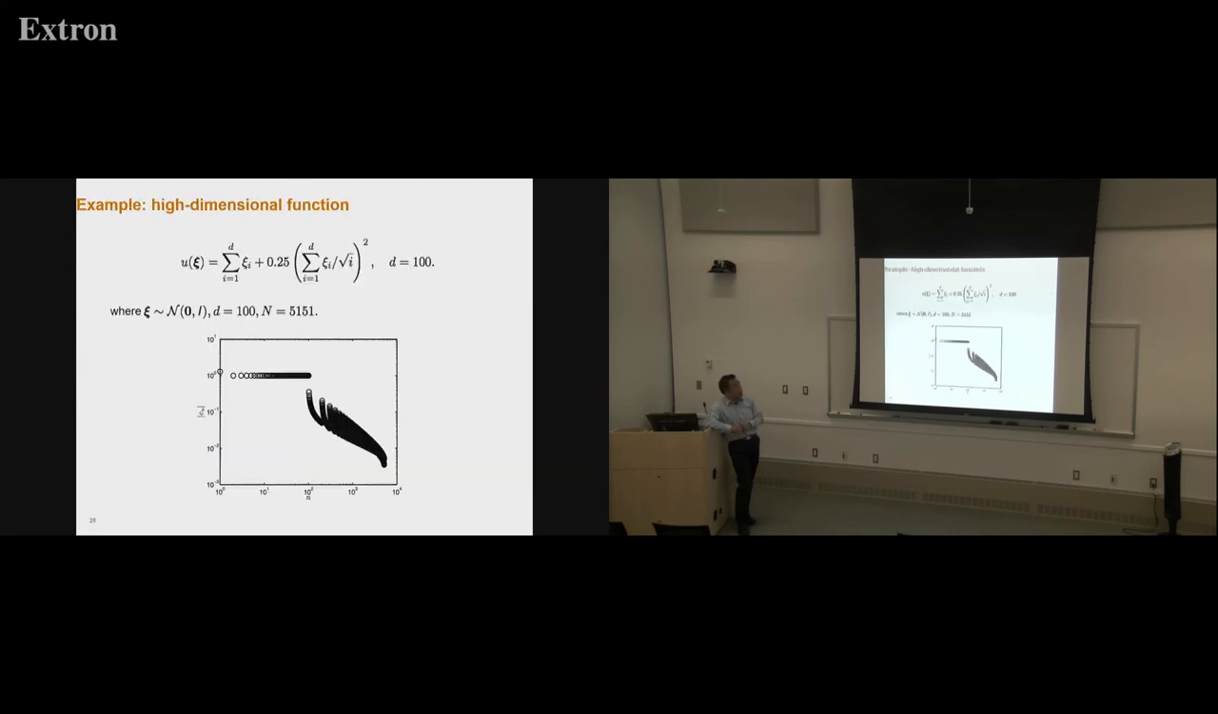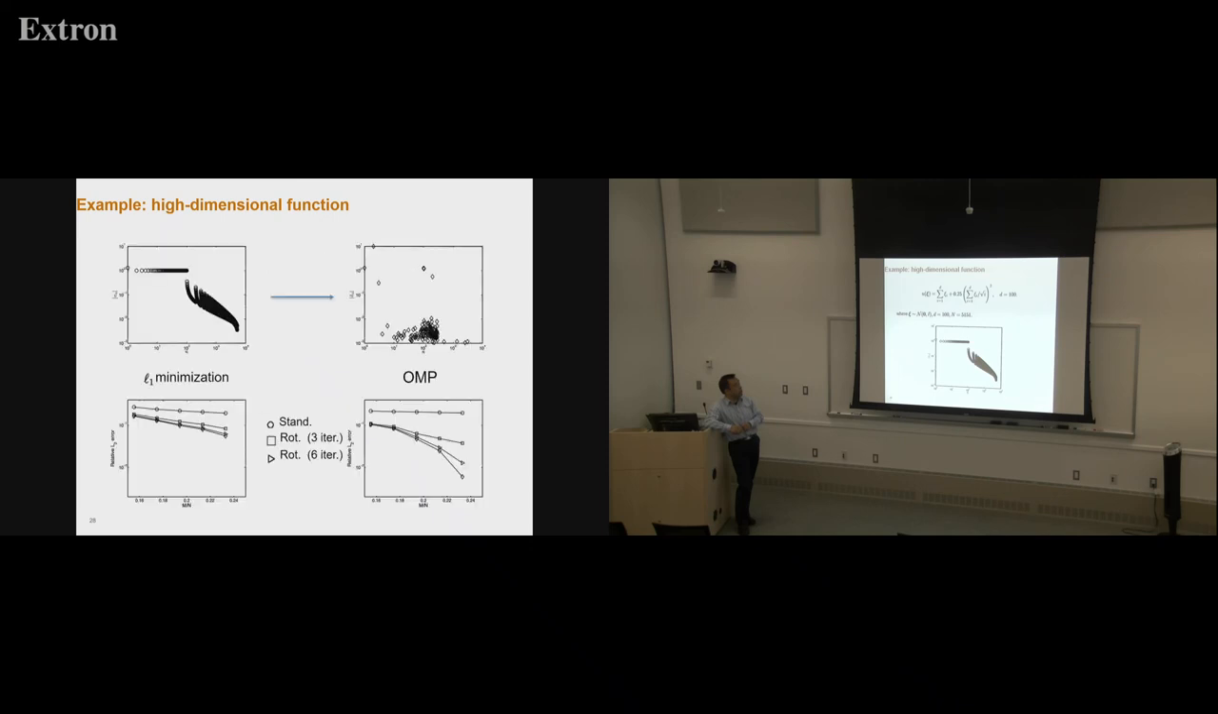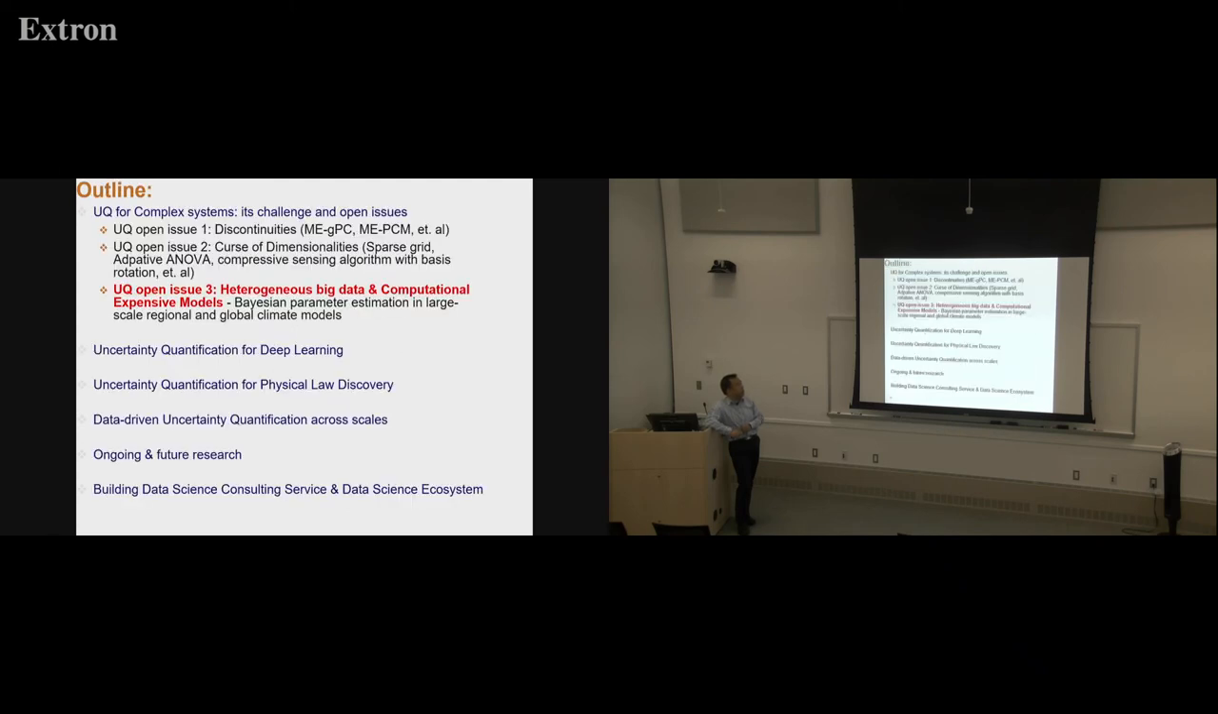I will show you how we solve a 100-dimensional random problem. The input is 100 dimensions, and we evaluate the sparsity of the problem. We can greatly improve the sparsity through these rotations. You can see the sparsity parameter is only 3 instead of a bunch of them. Then we can achieve much better convergence. You can see that after rotating 6 times, we achieve better convergence. This shows we use L1 minimization and OMP algorithms to achieve that.